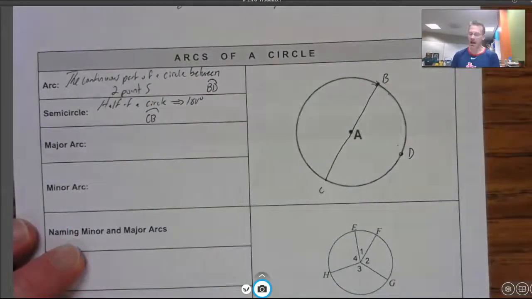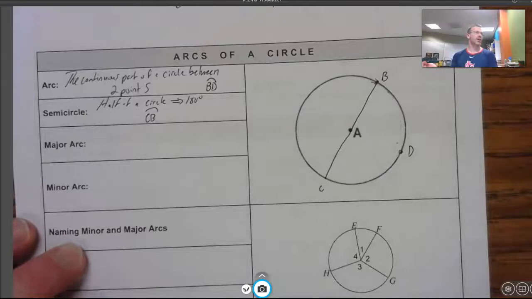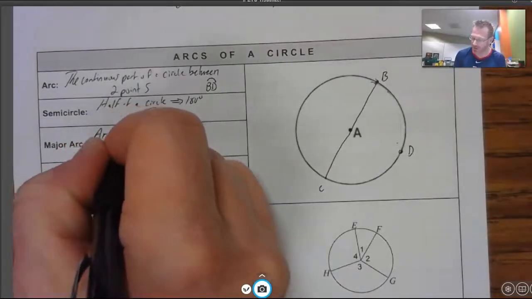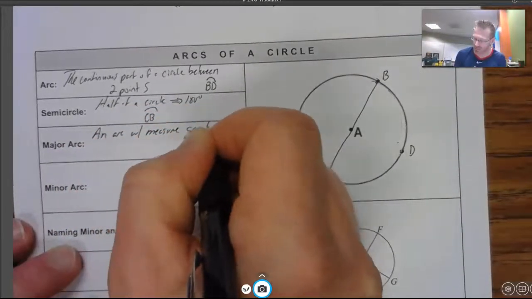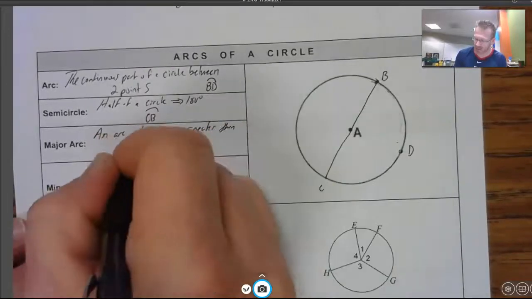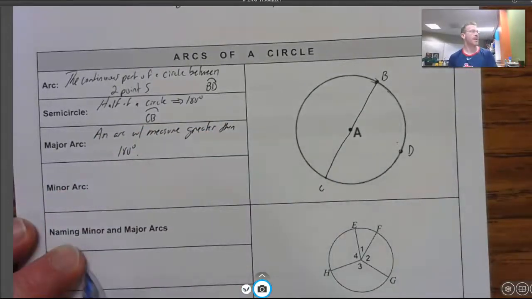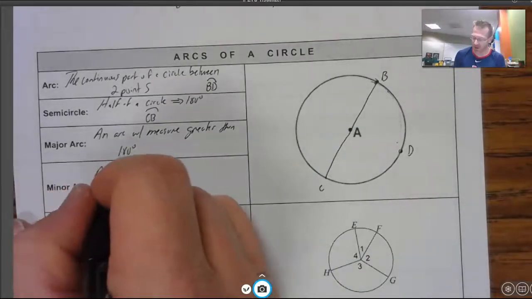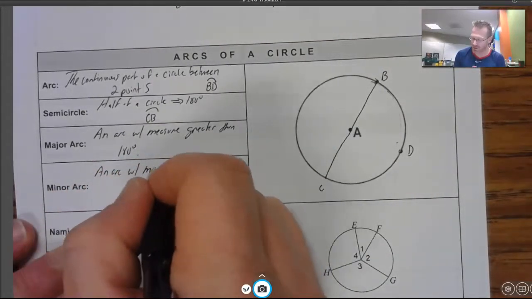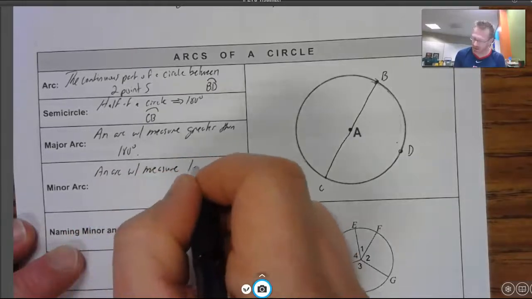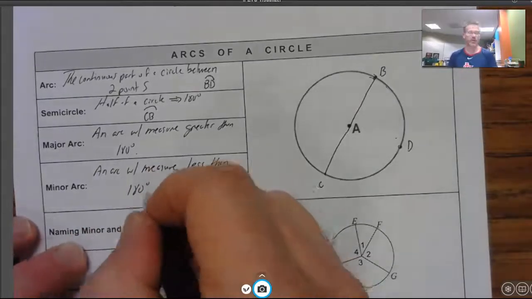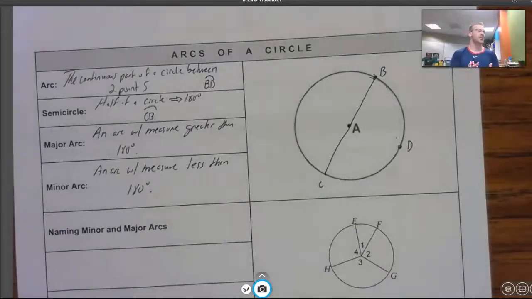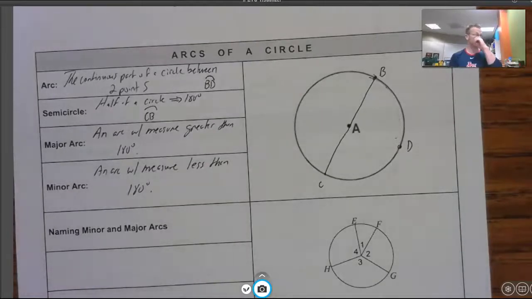Okay, now we have different lengths, and we relate it all to our semicircle, right? So we have a major arc, and that's an arc with a measure greater than 180 degrees. And then we have a minor arc, and that's an arc with a measure less than 180 degrees. And once again, if you need to pause the video to write down the notes here and then turn it back on to get the rest of the explanation, feel free to do that.